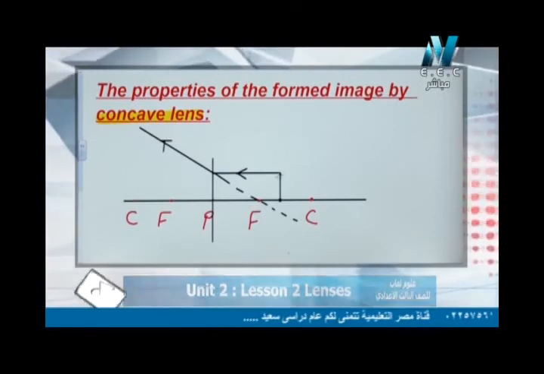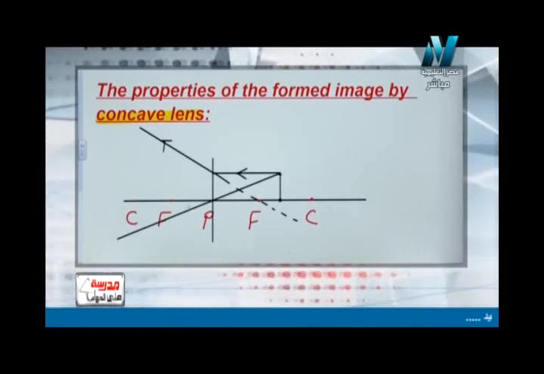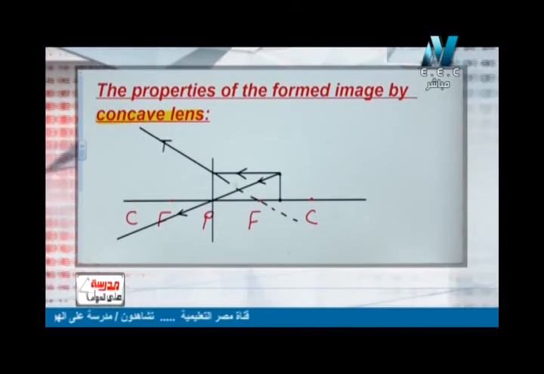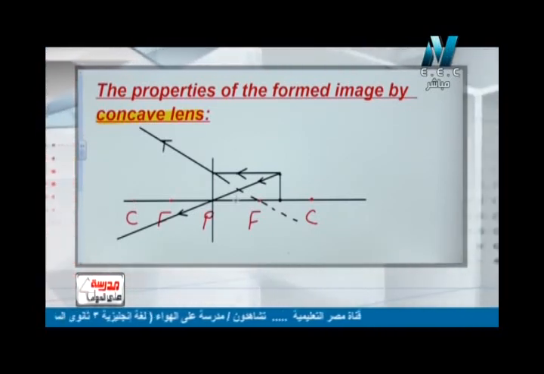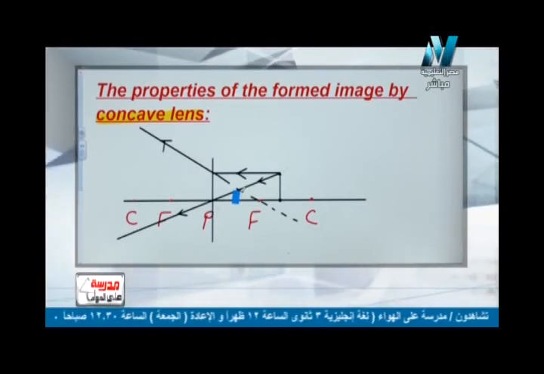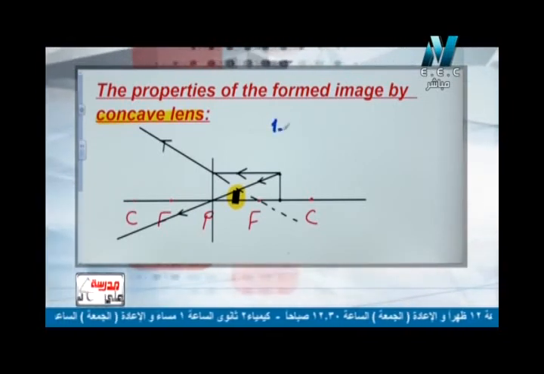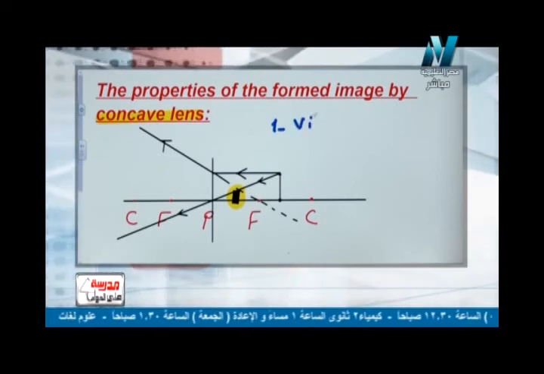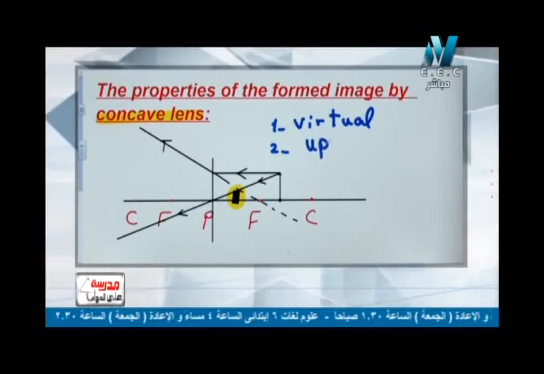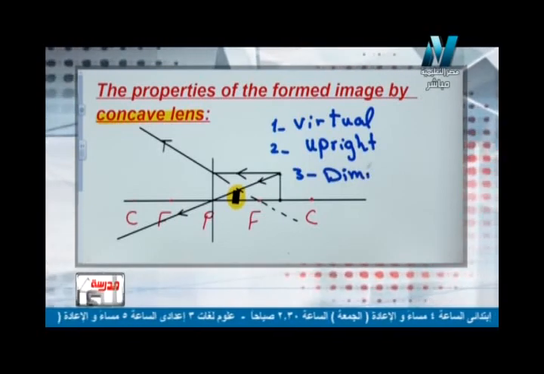The refracted ray. And we have rule number 3: the light ray will pass through the optical center and doesn't refract. Here we have an intersection between these two rays at this point. So we have here the image. So the image is what? The image is virtual, upright, smaller in size, or diminished, or minimized.